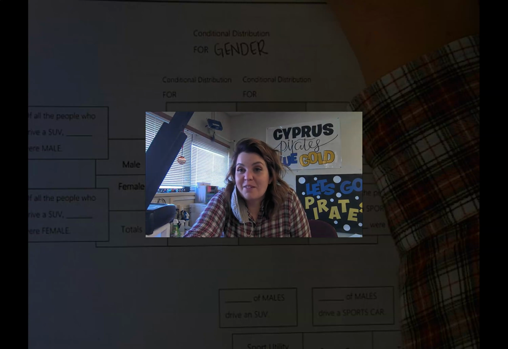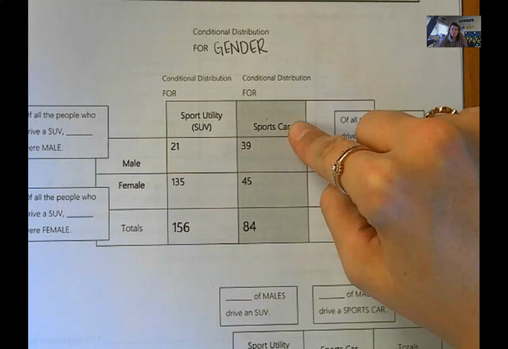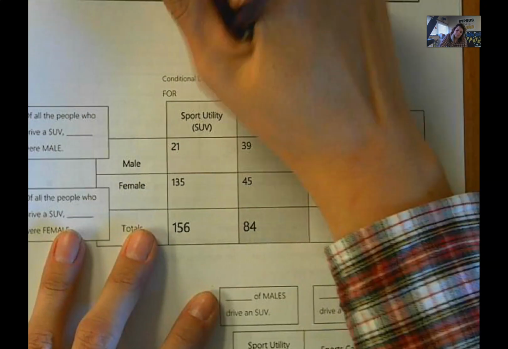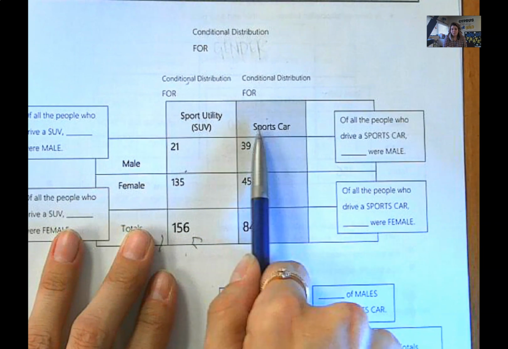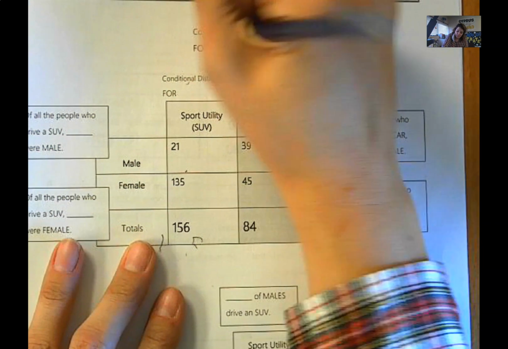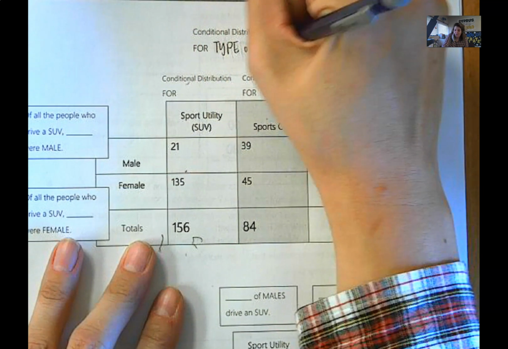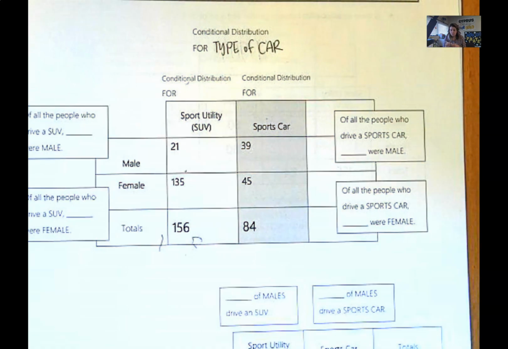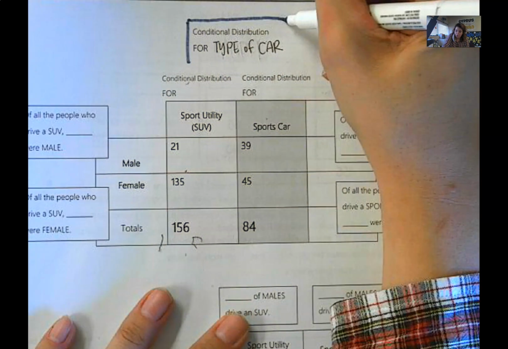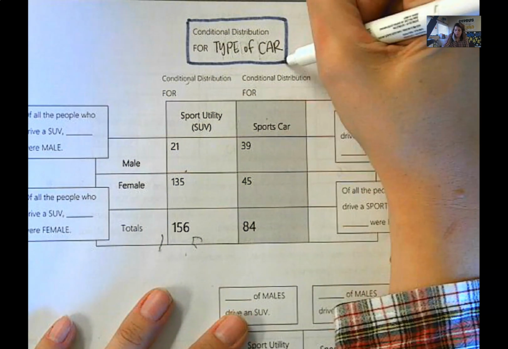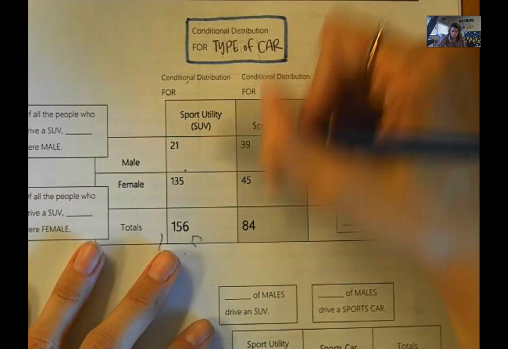So I realized I was saying the wrong thing because I was looking at the words here, SUV and sports car. This variable needs to match. So if I'm talking about the type of car here, that means this distribution is for the type of car. If it asks you to find the distribution for the variable, then you go through and find it for both of the categories.